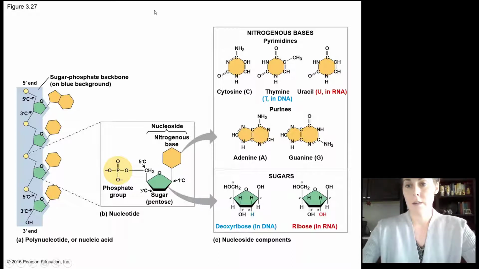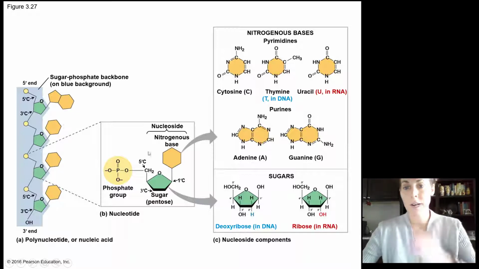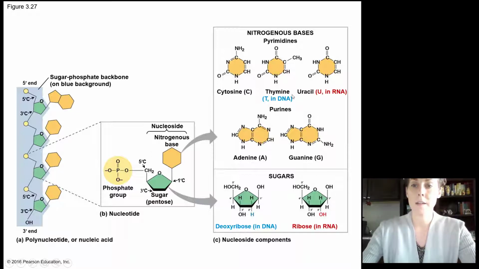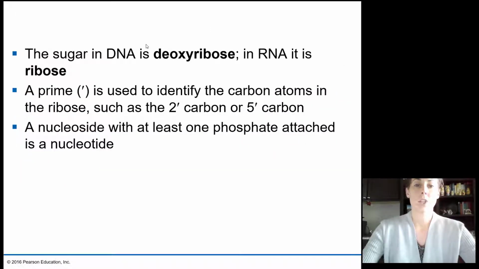When that DNA molecule makes an RNA molecule, the thymine is replaced by a uracil. Uracil is only found in RNA. The sugar in DNA is deoxyribose and in RNA is ribose. The prime is used to identify the carbon atoms in the ribose, such as the 2' carbon or the 5' carbon.